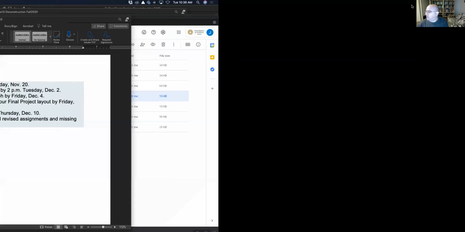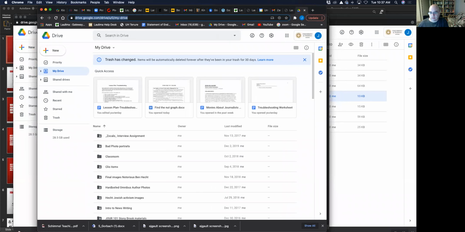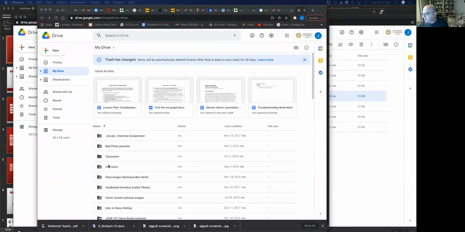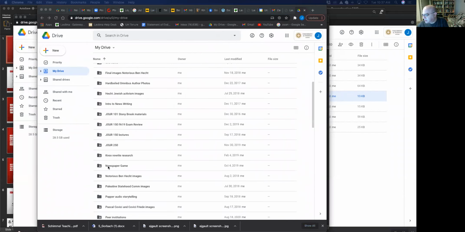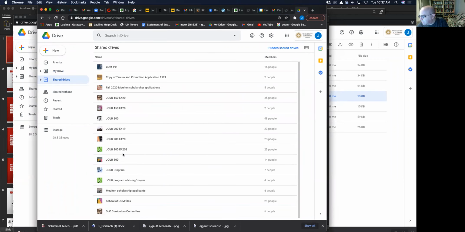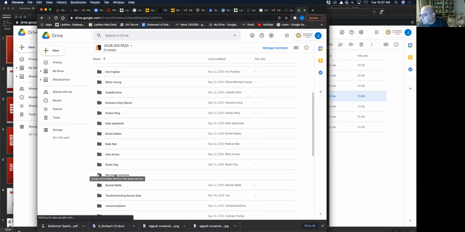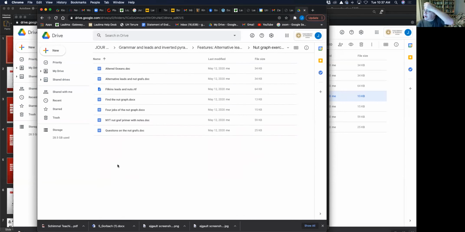If you go to the nut graph exercises, let me share my screen with you all. Here you go. Nut graph exercises. Oh, oops, under shared drive, Journalism 200. This should be us, right? And it's in this folder right here.